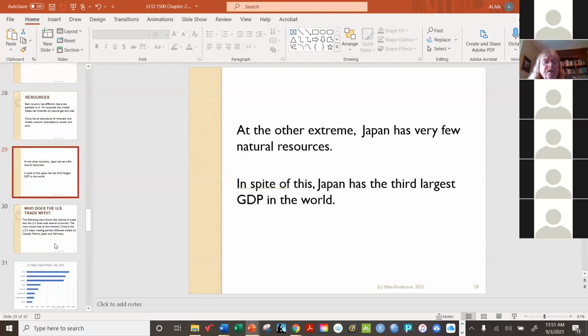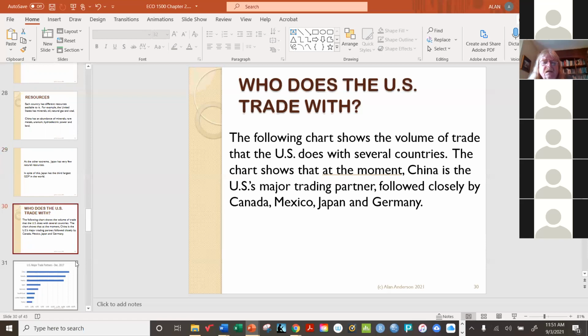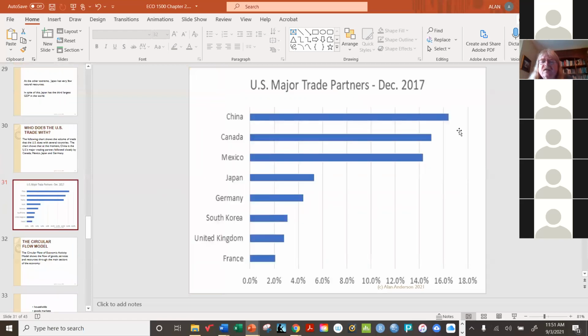Okay, now, who do we trade with? This is, again, slightly outdated information, but you can see China here is our number one trading partner, closely followed by Canada and Mexico. And then we have Japan and Germany, South Korea, the United Kingdom, and France. This is who we're trading with.